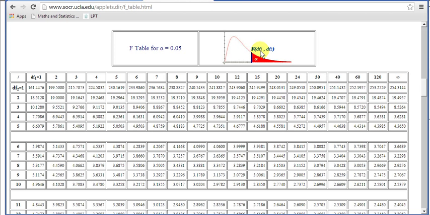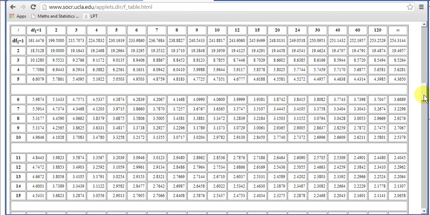So the first parameter, written degrees of freedom 1, is 2 in our case. The second parameter, df2, is 12. So we go along to 2 across the top here, and we go down to 12. And that'll give us this value here, the critical value. So if we do that, you see we get 3.8853.